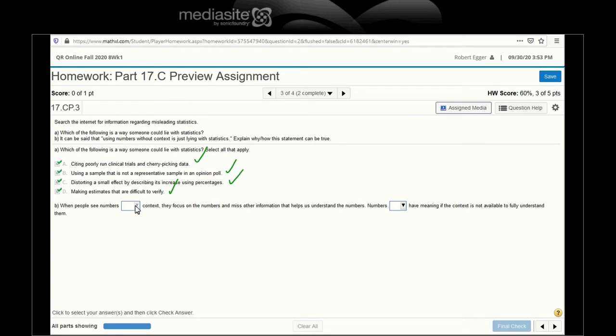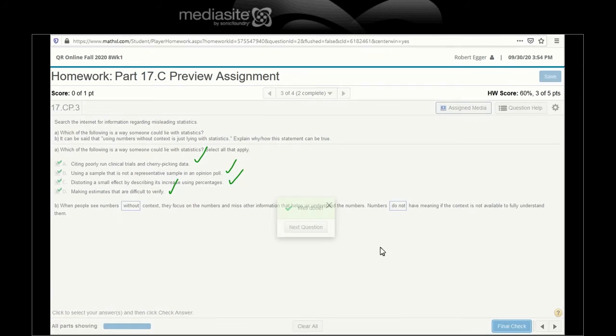When people see numbers without context, they focus on the numbers and miss other information that helps us understand them. Numbers only have meaning if the context is available to fully understand them. Without context, all you do is focus on numbers, and you don't know what the numbers are really stating. That's pretty basic.